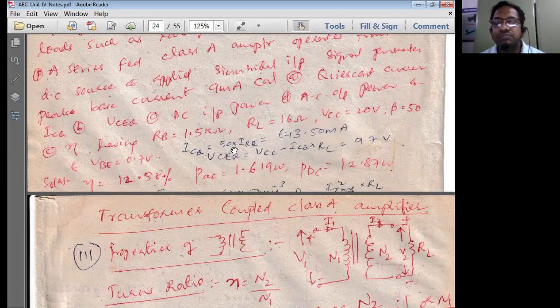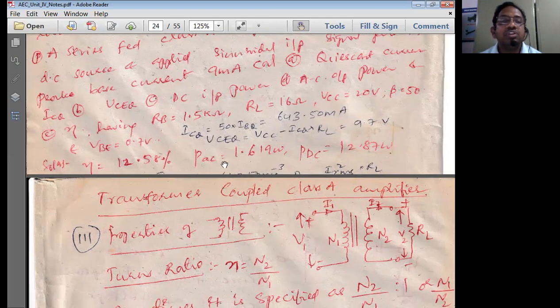Now we know the equation for collector current. It is beta IB. IC is equal to beta IB. So 50 into 9, that is 450 milliamperes. So 450 milliamperes whole square divided by 2 into RL. When you compute that, you're going to get PAC as equal to 1.619 watts, right? So once you know these two, simply PAC by PDC turns out to be an efficiency of 12.58%.